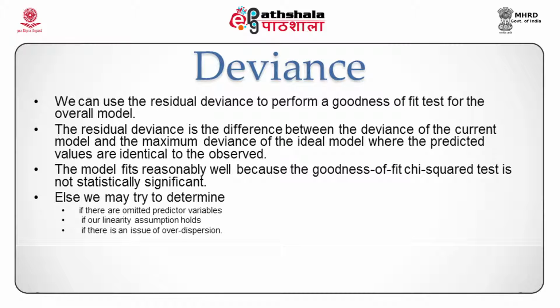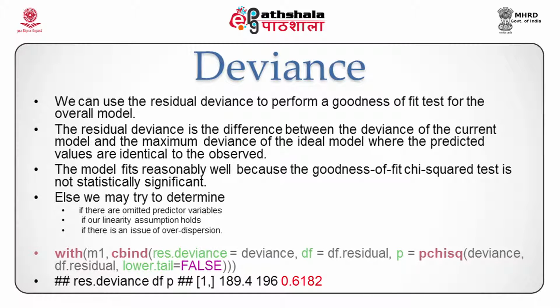If we know the type of nonlinearity, we could use the nonlinear functions in the formula. Else, we can use options like GAM. And finally, if there is an issue of over-dispersion, which we shall look at in great detail in some following modules. So here we use with M1, cbind, define the residual deviance, the df, the p chi-square for the p-value, and we see that the p-value here is 0.6182, suggesting that the residual deviance is not statistically significant.